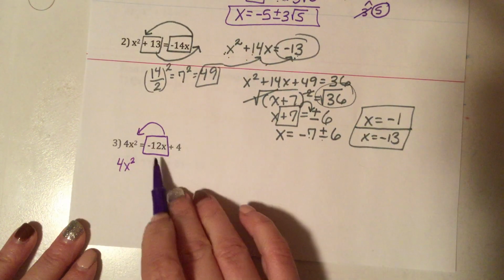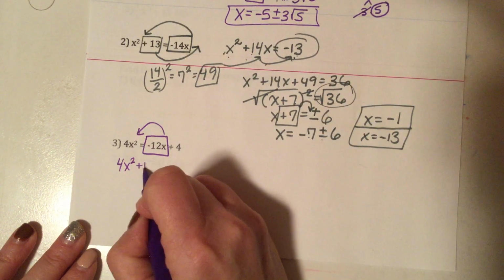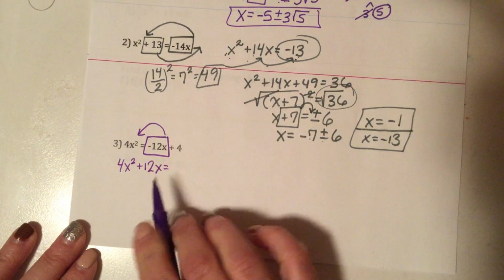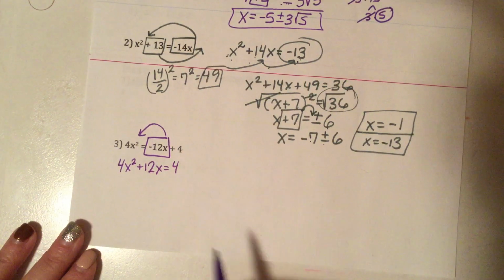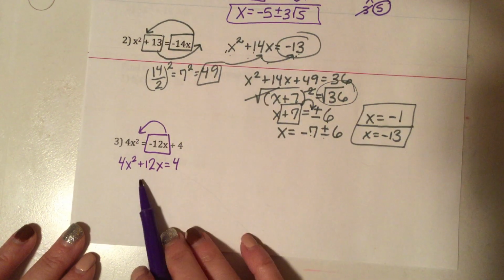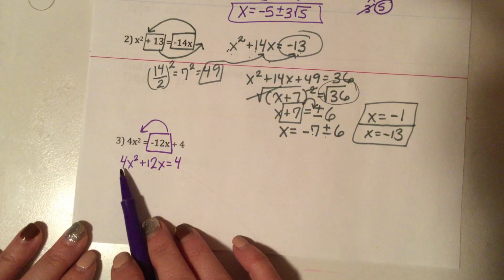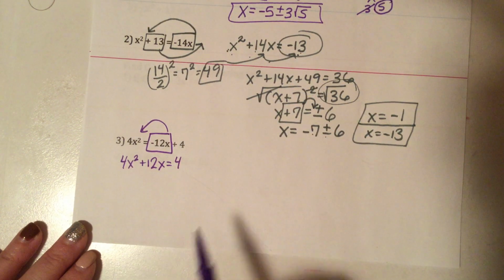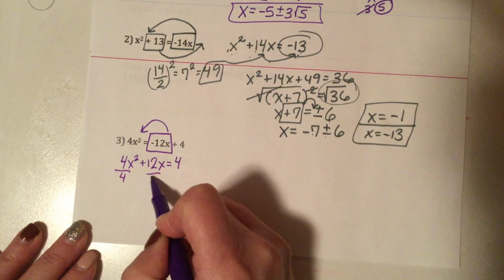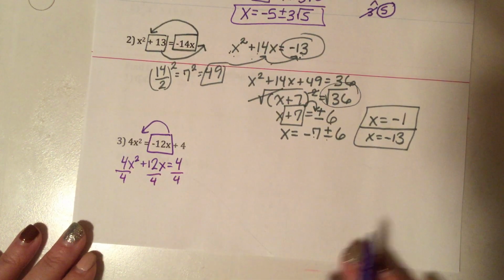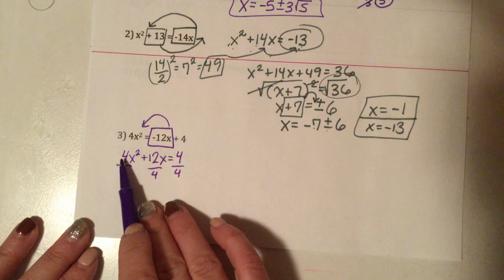For x squared, it's a negative 12x here, so I need to add it. Equals what I have remaining is 4. So that is step 1. Letters on one side, numbers on the other. Next step, we cannot have a number in front of our squared term. Currently, we have a 4. The way that you get rid of that is you divide every single term by whatever number's here.